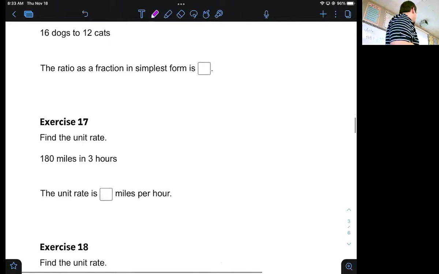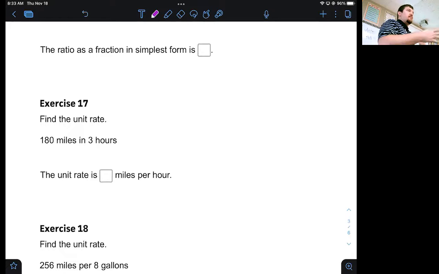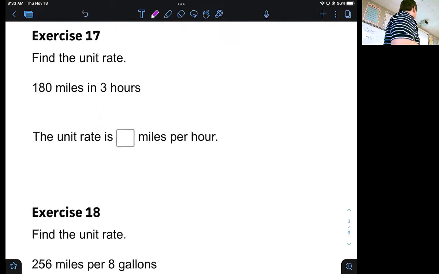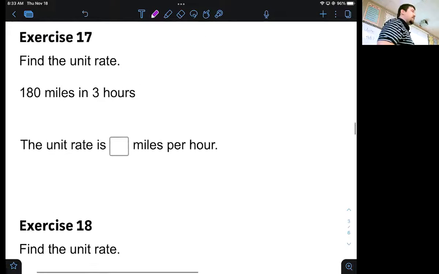Okay, I'm speeding along. I'm not just doing every question. I'm just going to give you a couple, right? Some examples to look at. Number 17 is the first one where it's asked us to find a unit rate. And what are we doing when we find a unit rate? What operation? Always division. Division will always give you the unit rate.